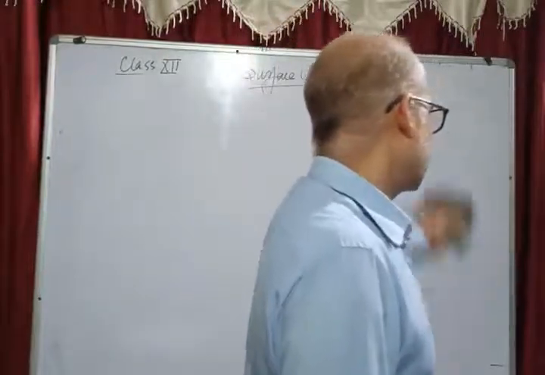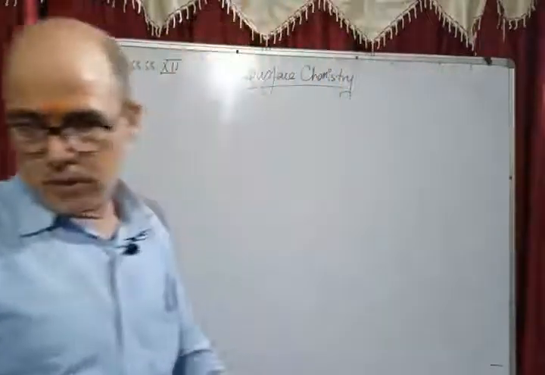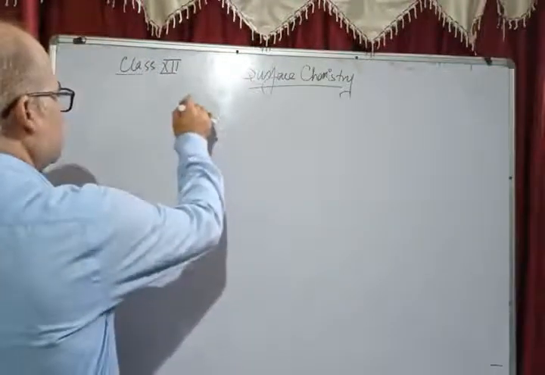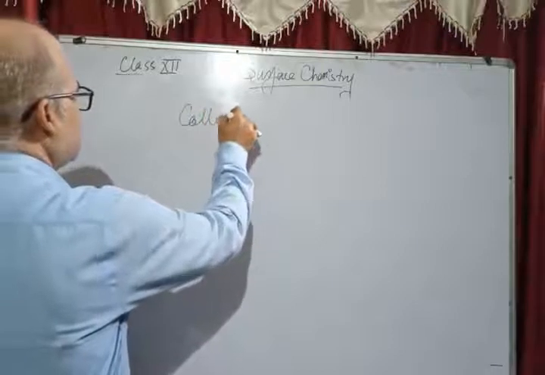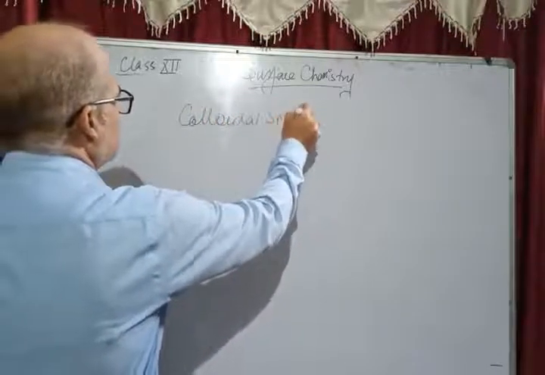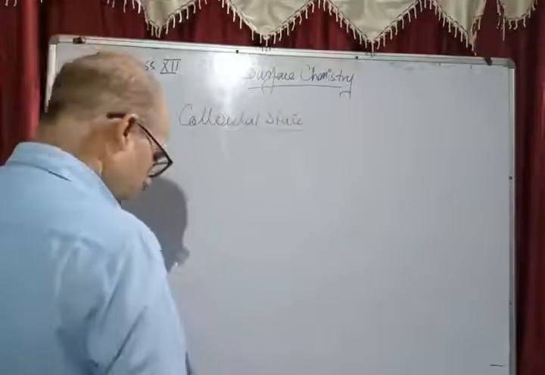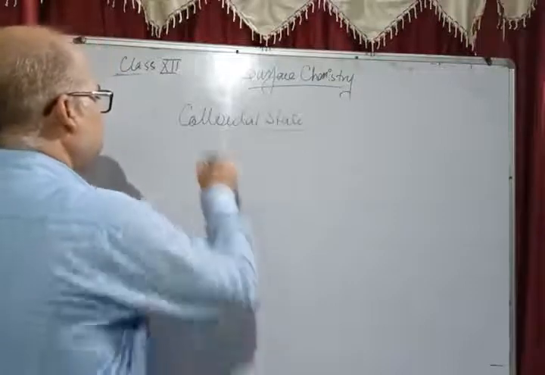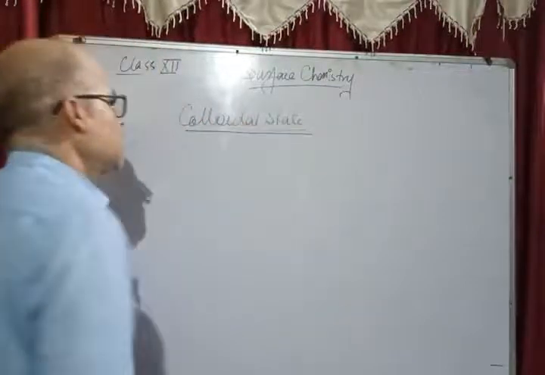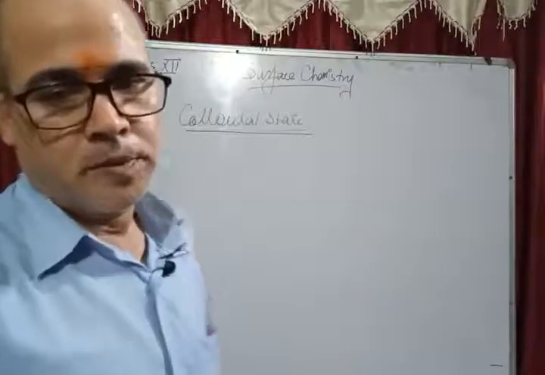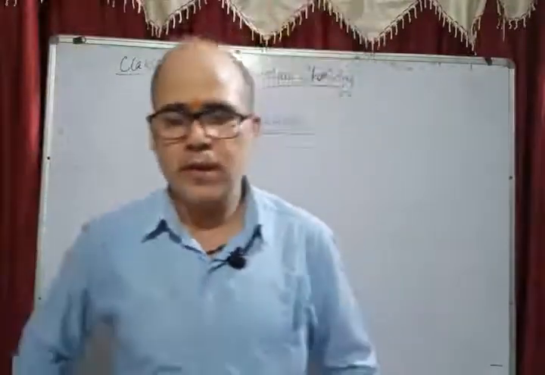Okay, now we will start in a very little form the next topic, the third part of surface chemistry. Okay, what is that? That is the colloidal state. Okay, very important and very good topic for us. Colloidal state.